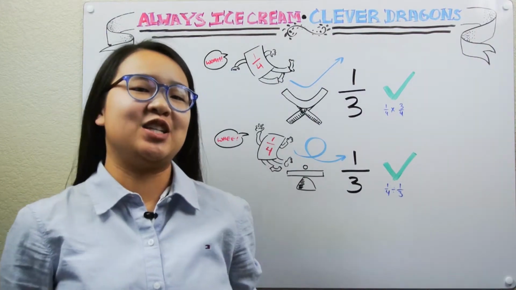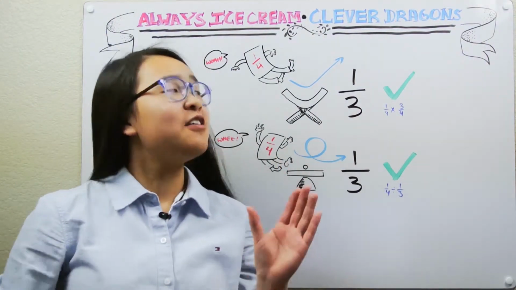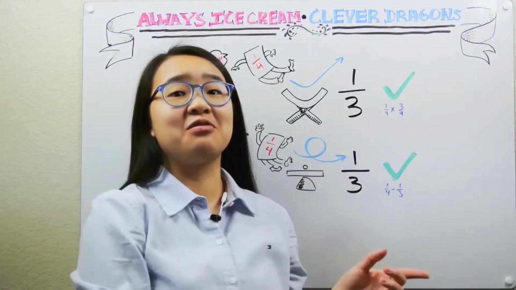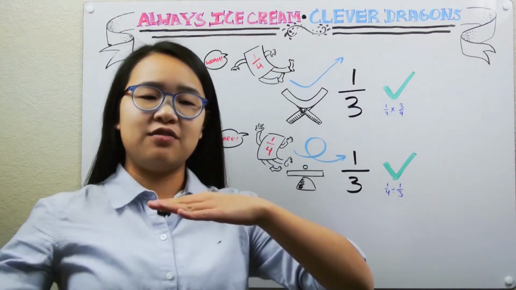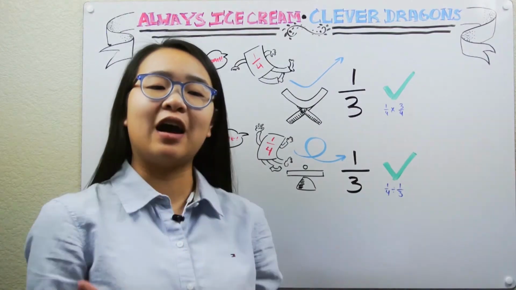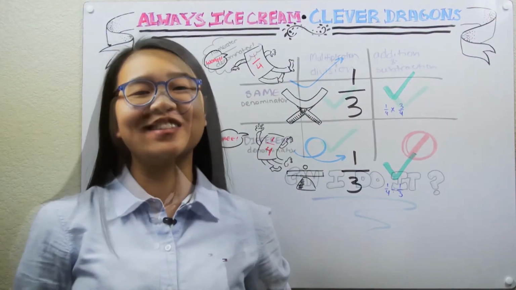Think of the multiplication sign as a kind of slide. Fractions run into it and slide right into the other one. Division signs look kind of like a seesaw. If fractions run into it, they'll get flipped around and then multiplied as well.